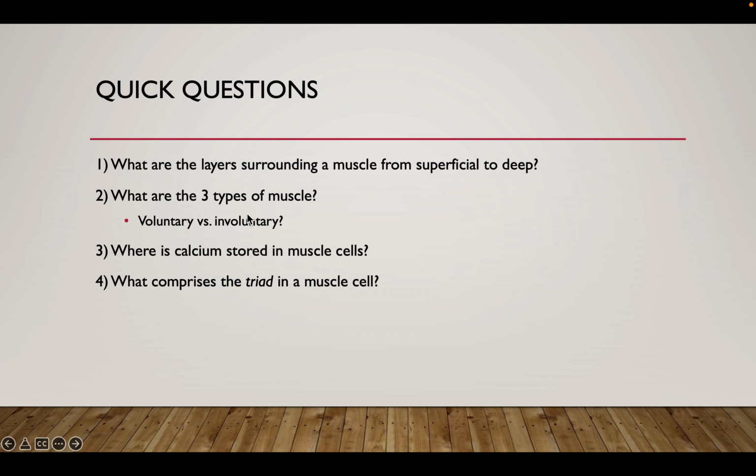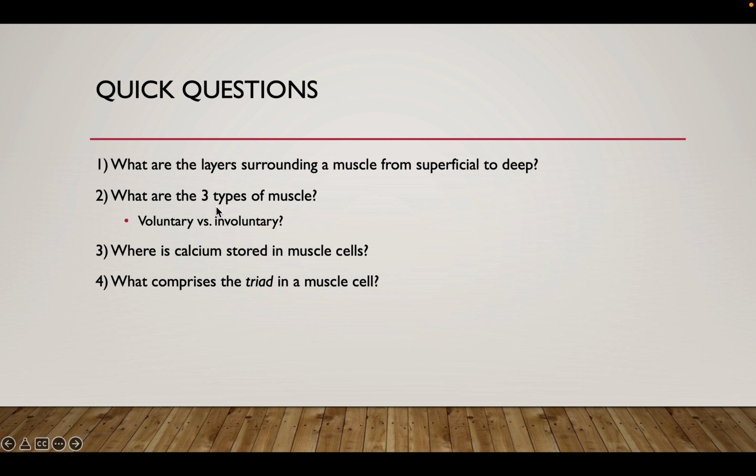So let's answer some questions real quick. What are the layers surrounding a muscle from superficial to deep? Well, we know we have the epimysium surrounding the entire muscle. We have a perimysium surrounding a group of muscle fibers or a fascicle. And then we have the endomysium surrounding an individual muscle cell. Now, this endomysium is different from the sarcolemma, from the plasma membrane. It is superficial to the sarcolemma. Okay, so they're not the same thing.